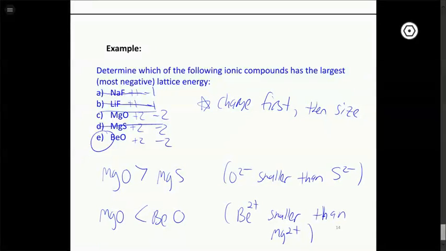All right, so that's the other type of problem we'll see. We'll look at charge first and then start comparing the size of the ions.